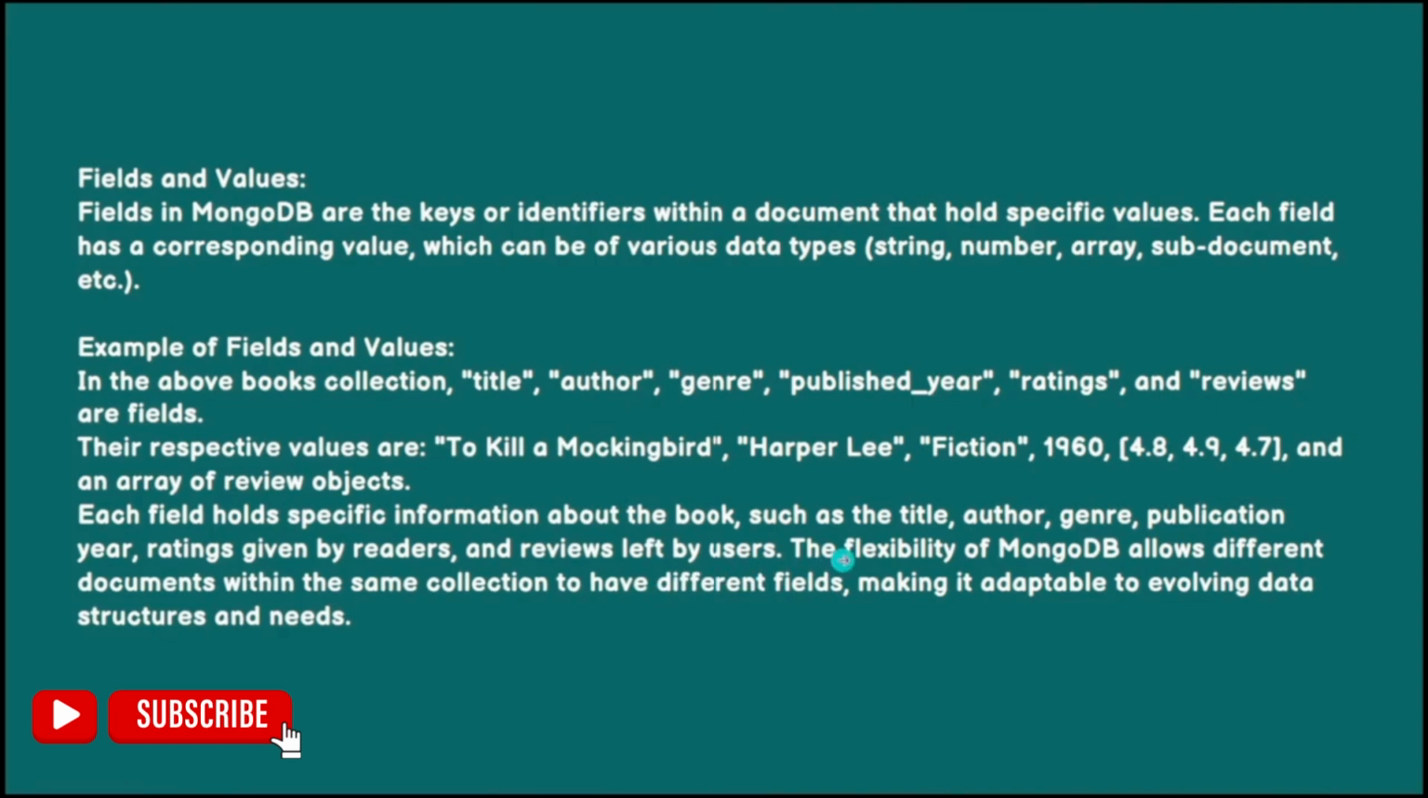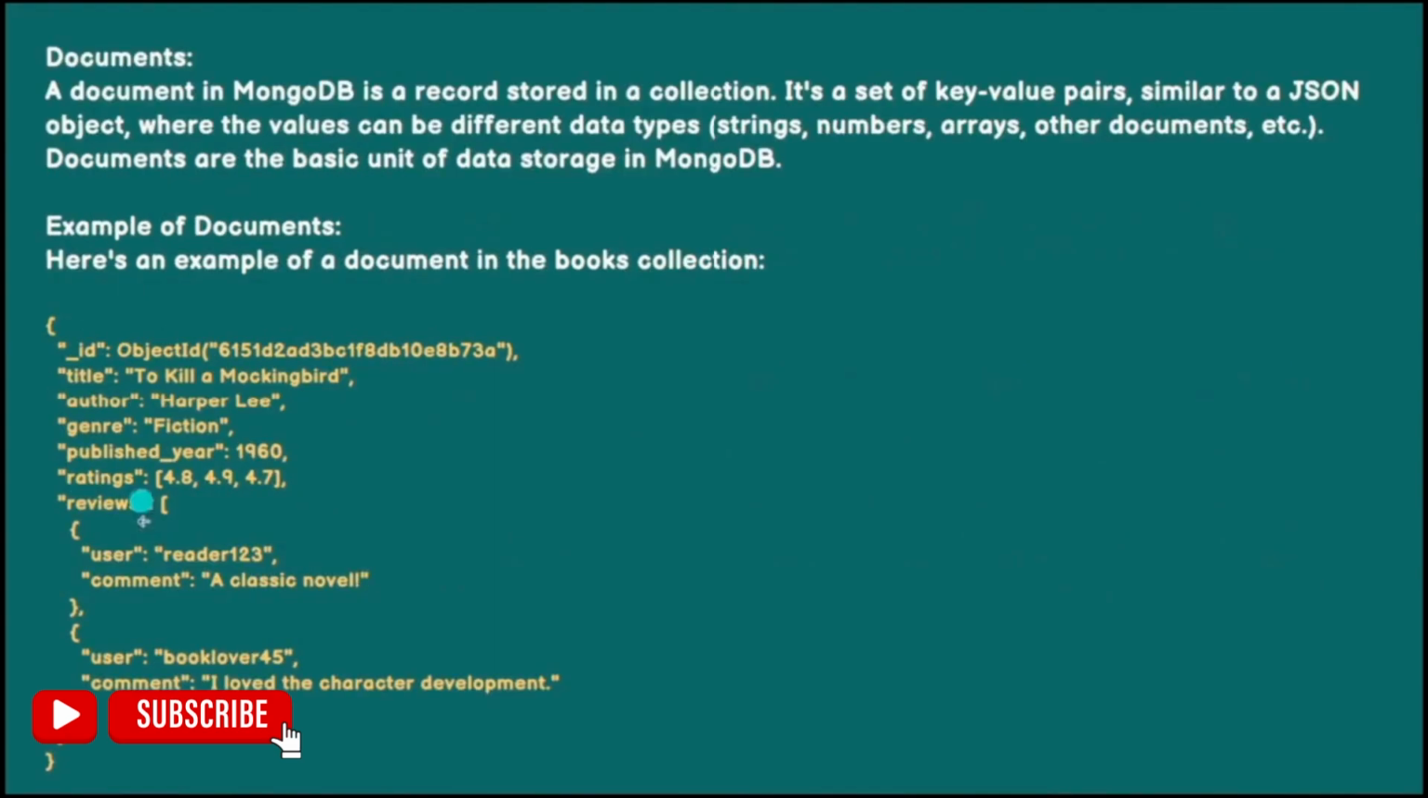reviews left by users. The flexibility of MongoDB allows different documents within the same collection to have different fields, making it easy to adapt for evolving data structures and needs. You can see that we have only one object here, but similar to this we can have other objects also, we can have other books also. Their structure might be different, their key value pairs might be different also. Don't be surprised by that, because MongoDB actually allows that very easily, right? So in other documents, in other books, you might have different kinds of key value pairs.